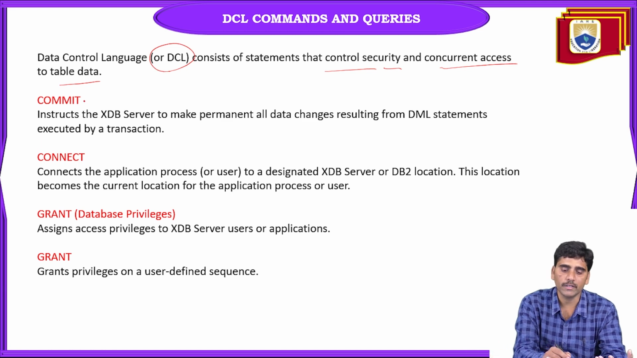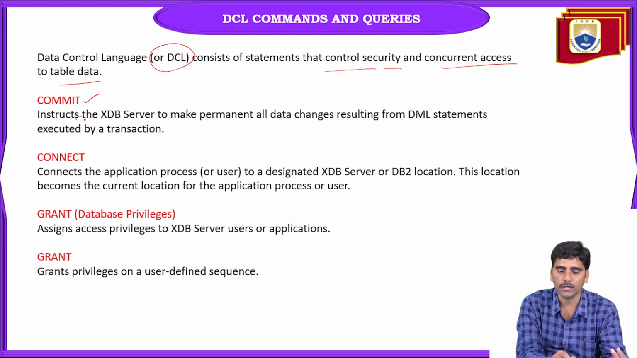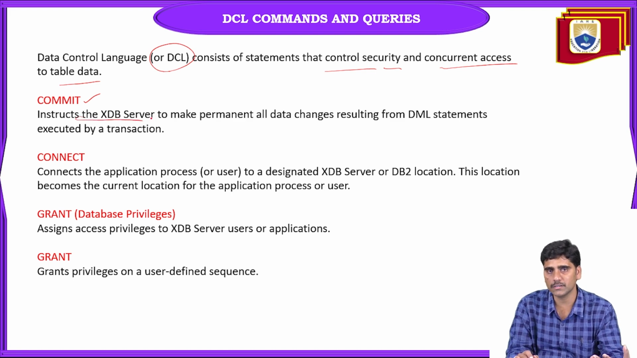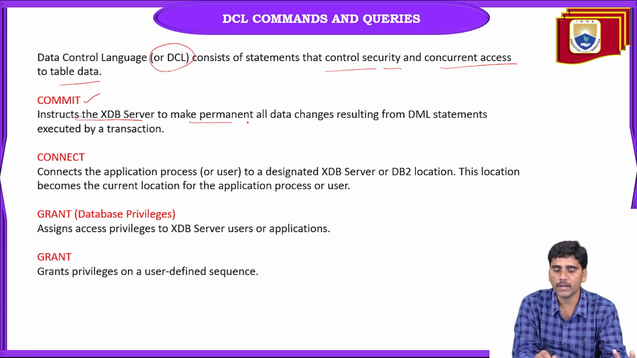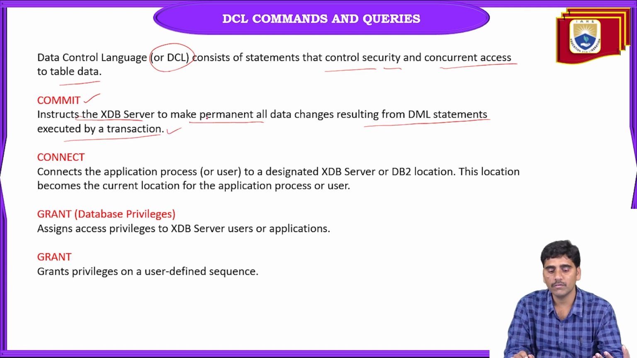So the first one is commit. It gives the instruction to the database server to make permanent all data changes resulting from DML statements executed by a transaction. So whenever you start a transaction performing any DML statements, after performing them, you need to make the changes permanent. Then the compiler instructs the server to commit the data.